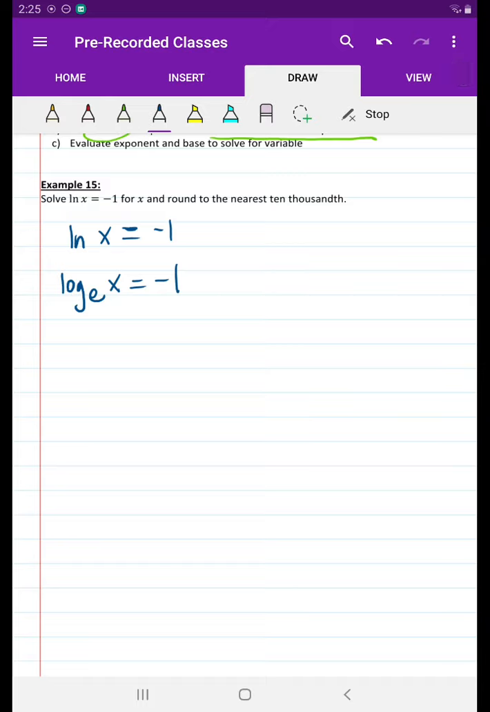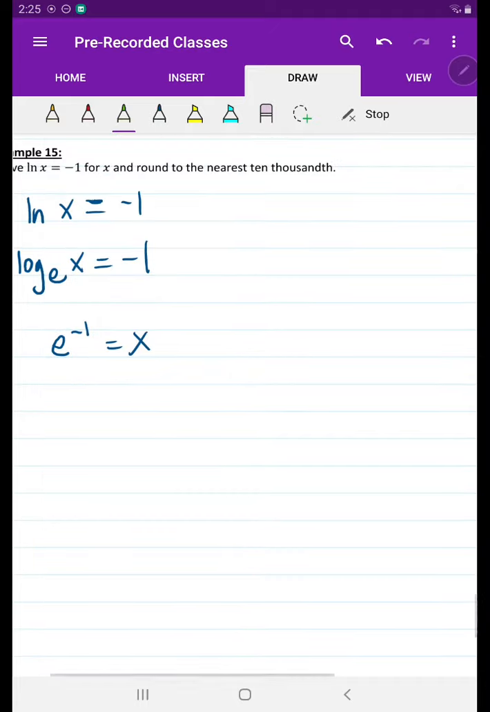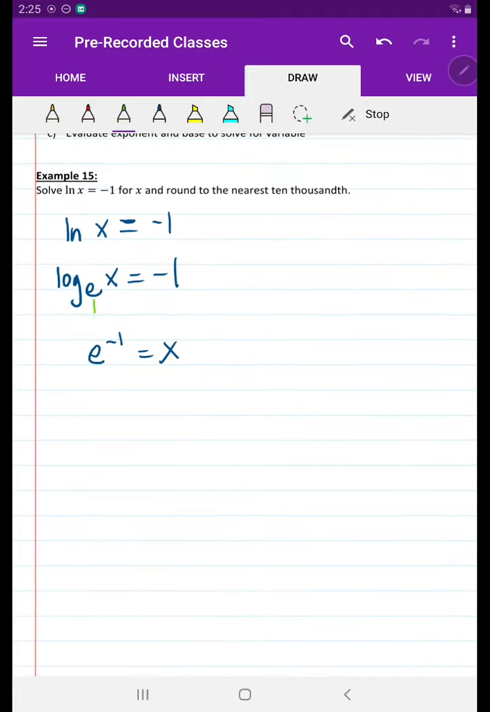And then I would convert to exponential form. So I have a base of e raised to the -1 equals x, right? So all I've done there is convert to exponential form. So I dropped my base and then I crisscrossed my exponent and my answer. And so then this is something that you can plug into your calculator, right?